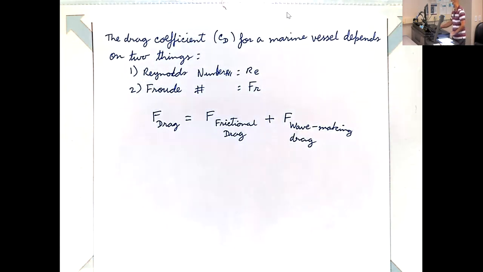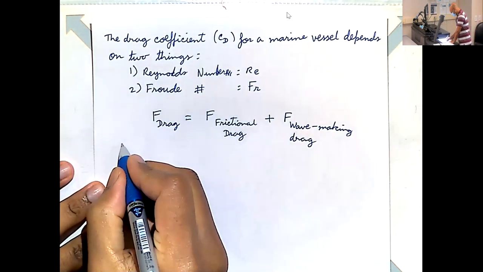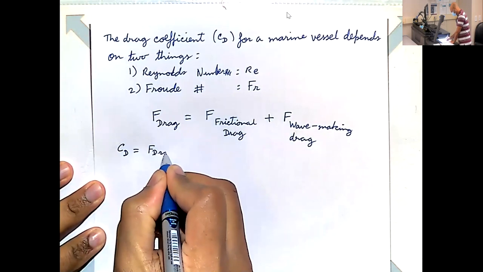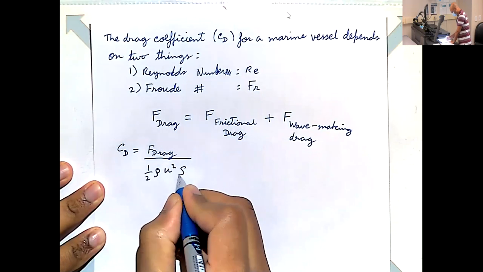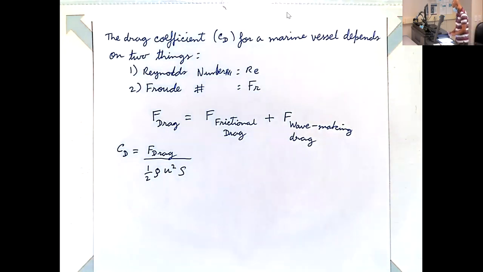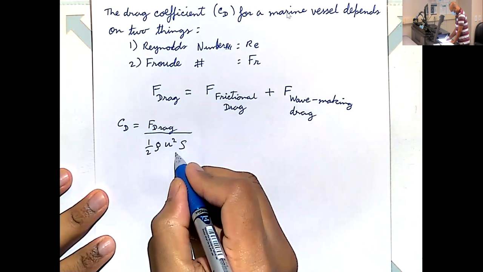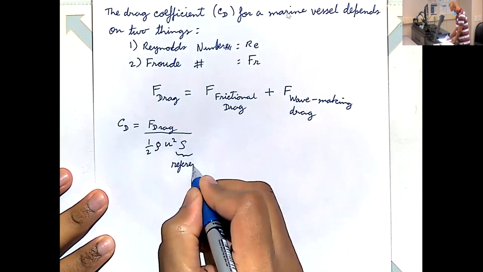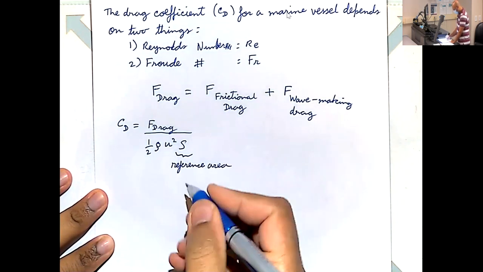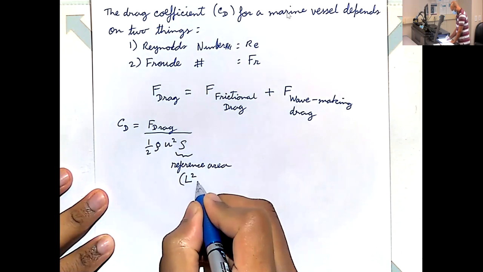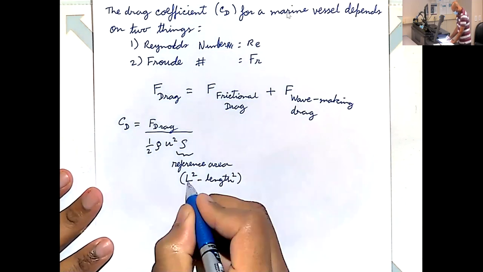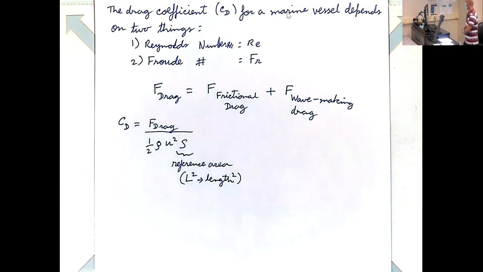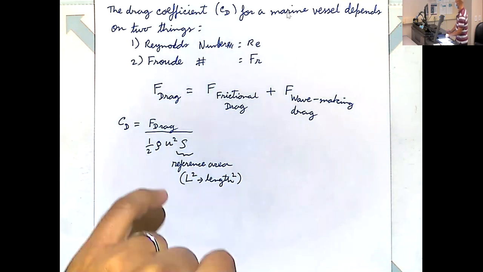And we know that the drag coefficient, CD, is defined as F drag divided by half rho V squared S. And this is the reference area. Or sometimes you use L squared, length squared, for this. So obviously L squared is not an area, but I'll tell you why we can use L squared in place of a reference area.